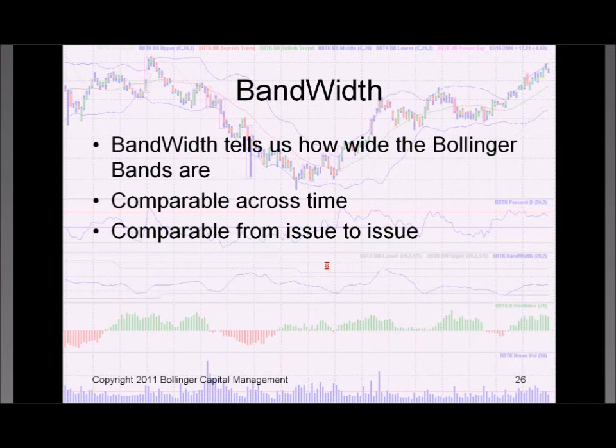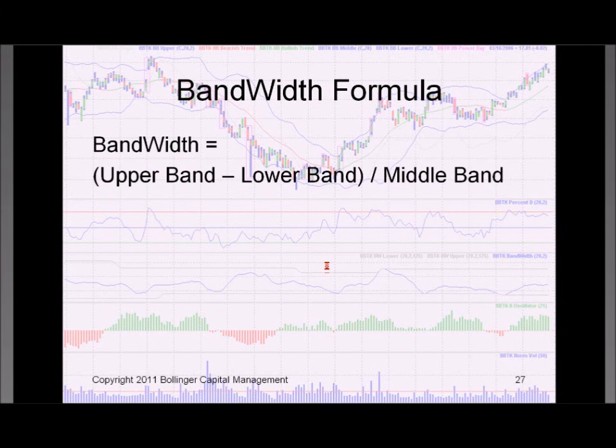The second indicator that we're going to talk about today is bandwidth. Bandwidth simply tells us how wide the Bollinger Bands are. It's comparable across time. That is, you can compare this week's bandwidth to last week's bandwidth to last year's bandwidth, or even last decade's bandwidth if you want. And it's comparable from issue to issue because we've taken the trouble to normalize it. So here's the formula. It's simply the distance from the upper band to the lower band divided by the value of the middle band. The purpose of that division at the middle band is to normalize bandwidth so that comparability is maintained.